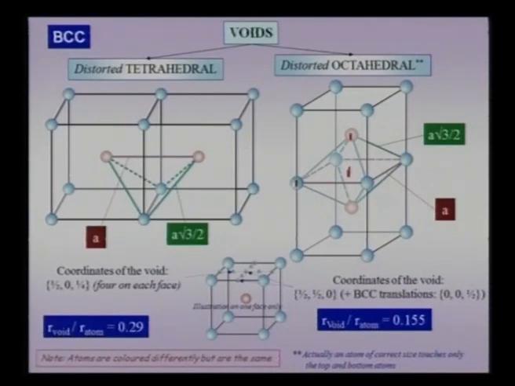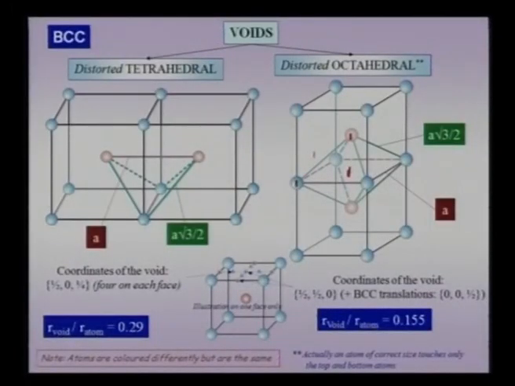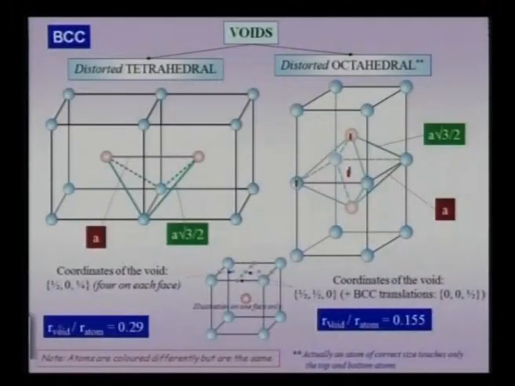In other words, if I put an atom of the correct size fitting within this octahedron, it will only be touching the atoms which are above and below this void. It will not be touching the 4 in the mid plane. So, this octahedral void actually turns out to be a linear void, if the atom we are putting in is of exactly the size which can fit into this void without causing distortion. Now, what is the relative size of these voids with respect to the host atom sitting in the lattice position? For the tetrahedral void, the ratio of the void size to the atom radius is 0.29.